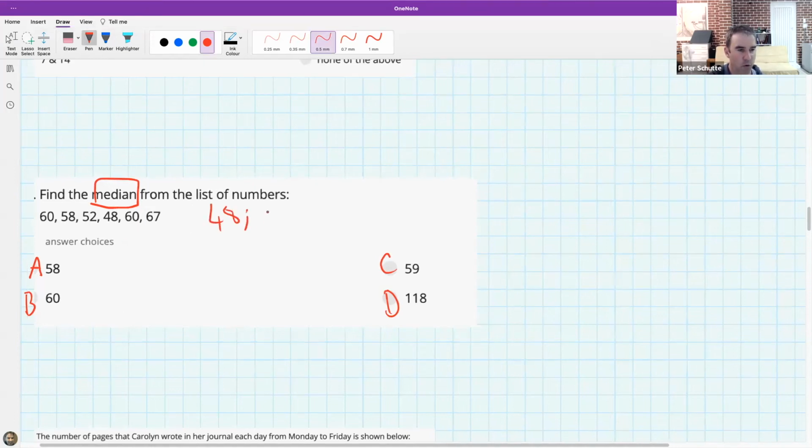And so from smallest to biggest: 48, 52, 58, 60, 60, 67.